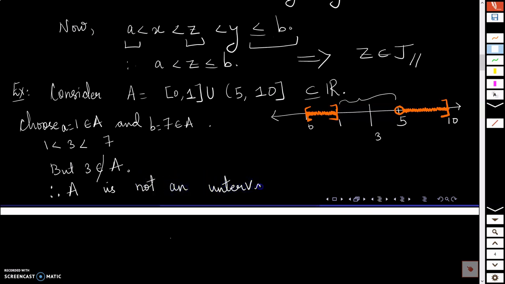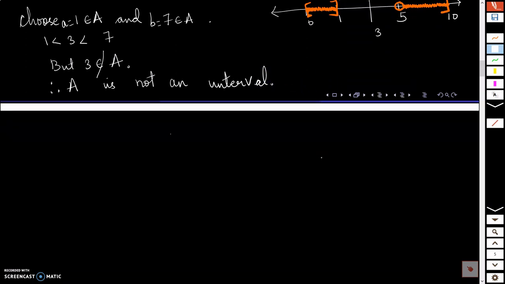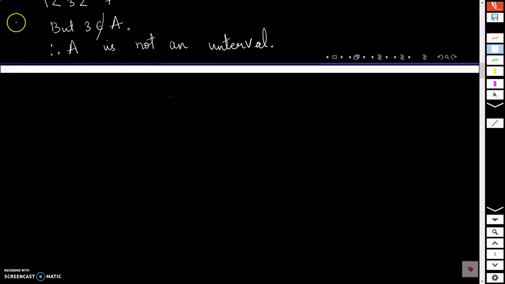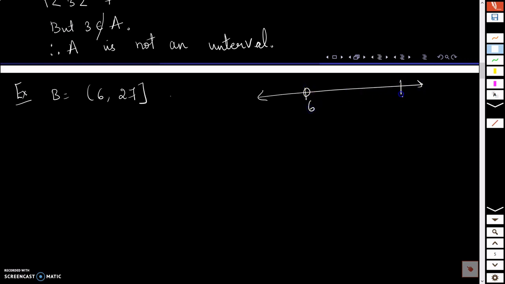Whereas if you look at this example, (6, 27], this is an interval. If you put it on the number line, 6 is there, 6 is not included, and 27 will be somewhere here. If you pick up any 2 points here in this set, then everything between them is also there in this set. So this is an interval.